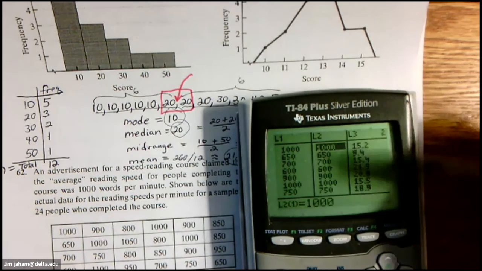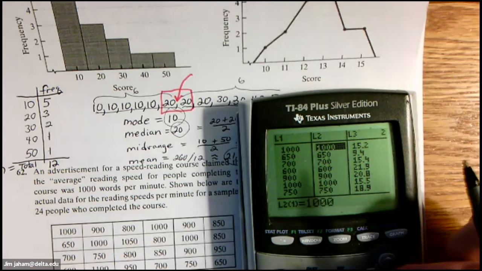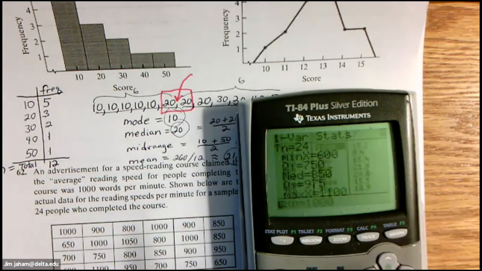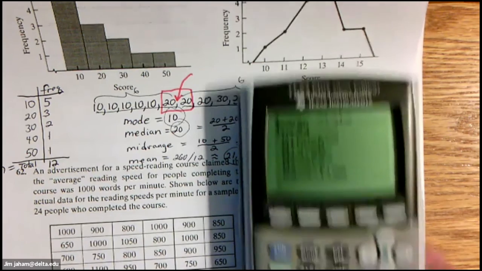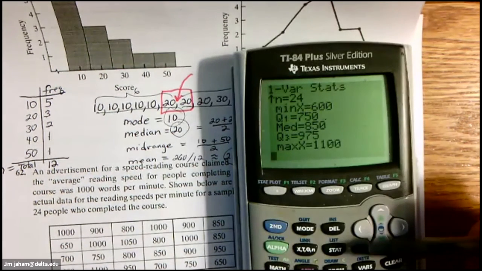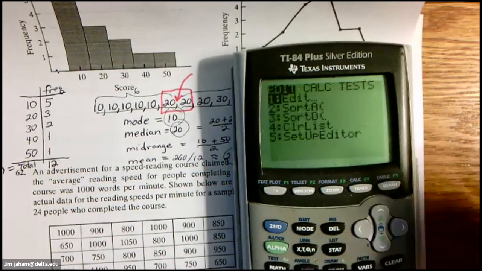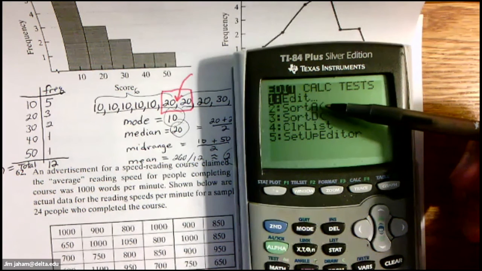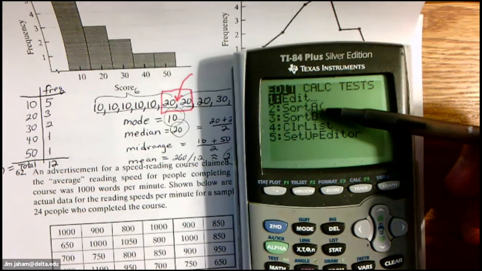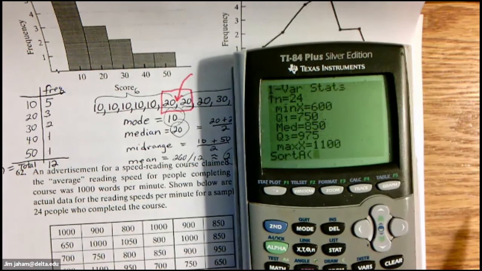All right, so I'm just going to make a copy of it over here. Now what I'm going to do is to quit, to go back to my home screen, and then go back to the stat menu here, and I'm going to sort that list L1 so that all the data values are in order. That would enable me to find the median. Of course, I already know the median is 850, but I'm calculating the median in a slightly different way.